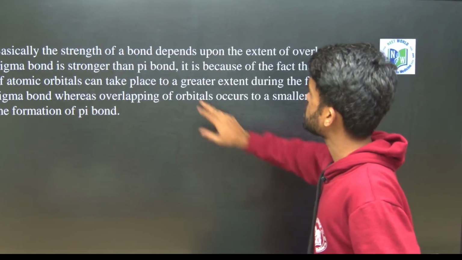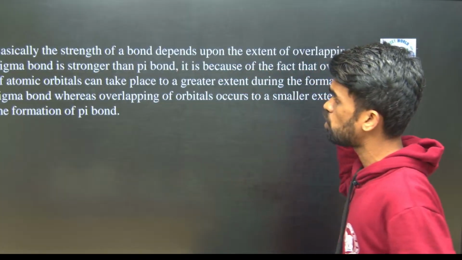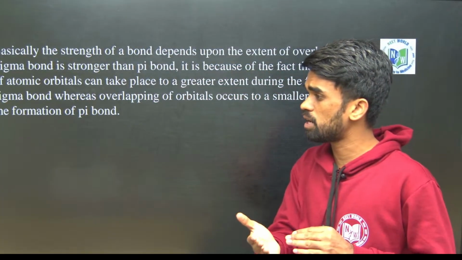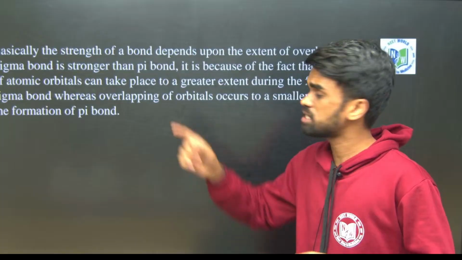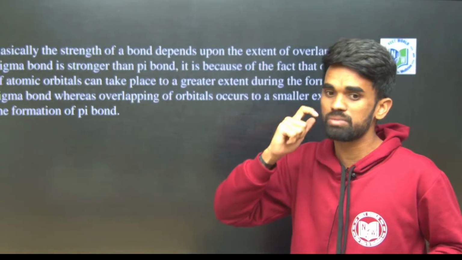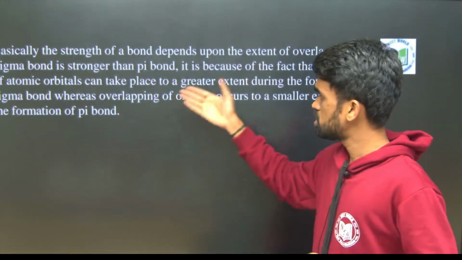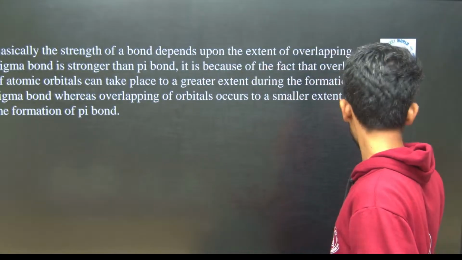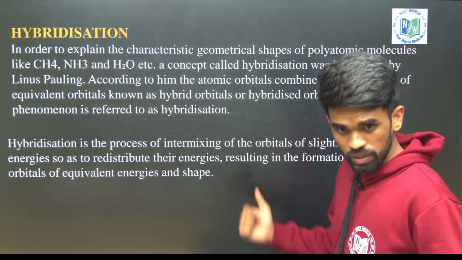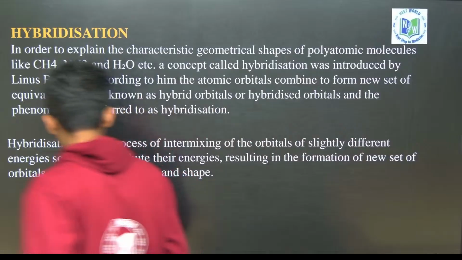So basically, the strength of a bond depends upon the extent of overlapping. The more the extent of overlapping, the more the stability. So does more extent of overlapping take place in a pi bond or a sigma bond? Sigma bond. That's why a sigma bond is stronger than a pi bond. That's it. Next, we have the concept of hybridization.